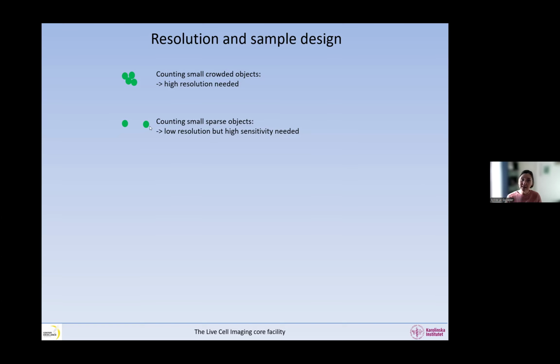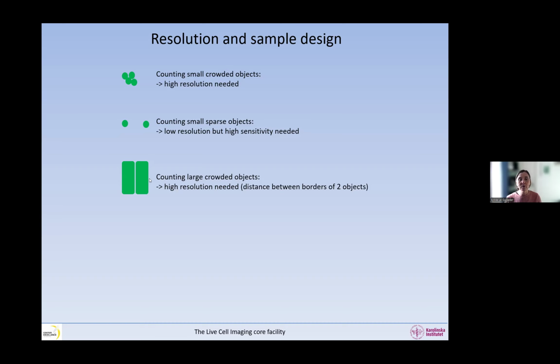You anyway need the high sensitivity because you want to detect the dots that are small, so presumably they're not super bright. But you can have a low resolution because they are far away from each other. If now we're looking at big objects, if they are crowded and you have labeled them, for example, nuclei in a compressed area in a tissue, very often they are elongated and flat, and they're very close to each other.